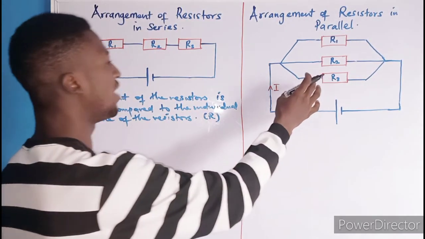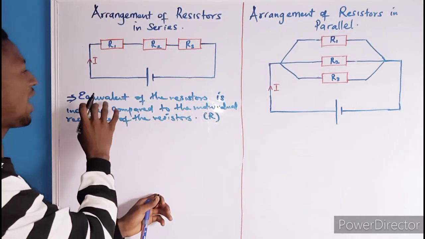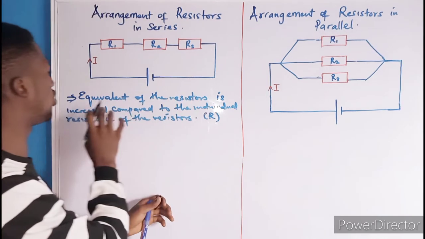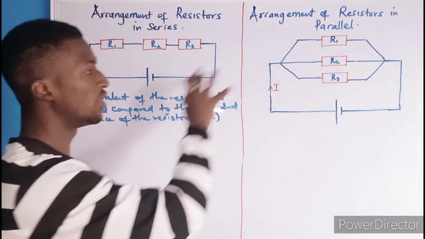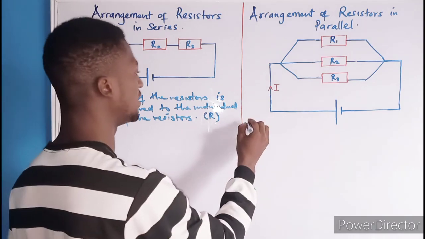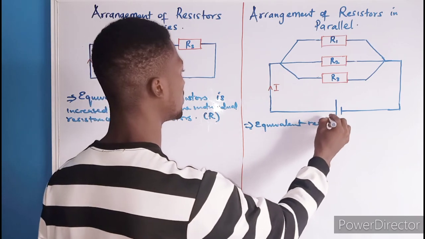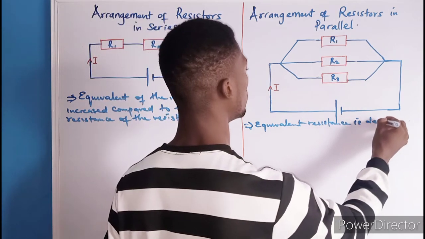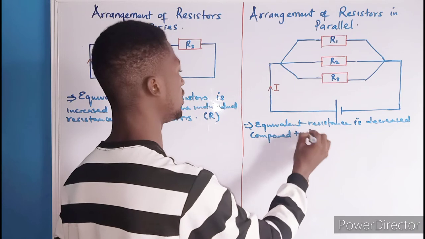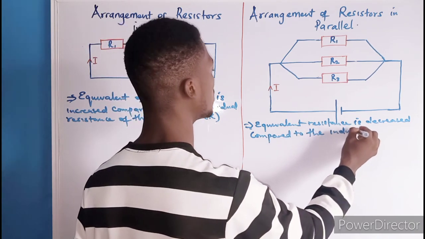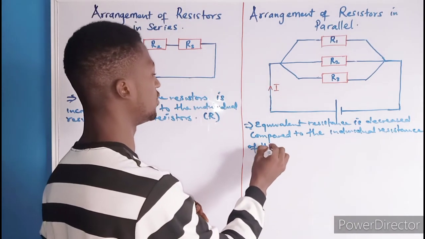But when it comes to the arrangement of resistors in parallel, and not in series, what happens here is that the equivalent resistance of the resistors is decreased compared to the individual resistance of the resistors. So it's just the opposite of this particular arrangement in series. So we say that the equivalent resistance is decreased compared to the individual resistance of the resistors.